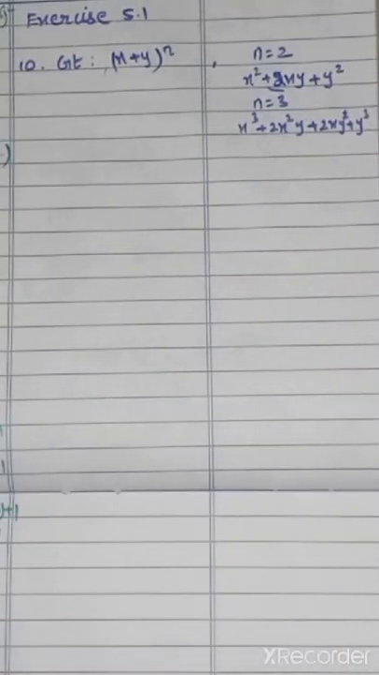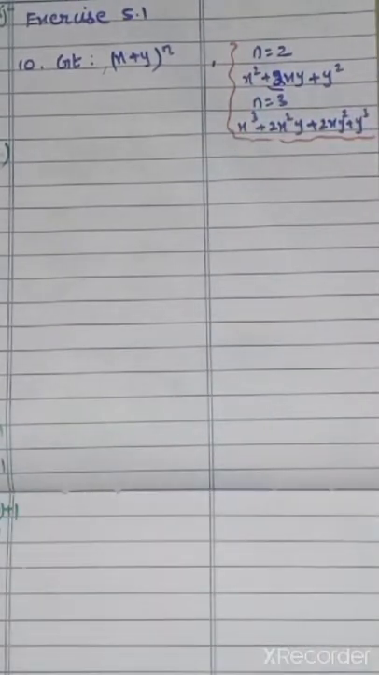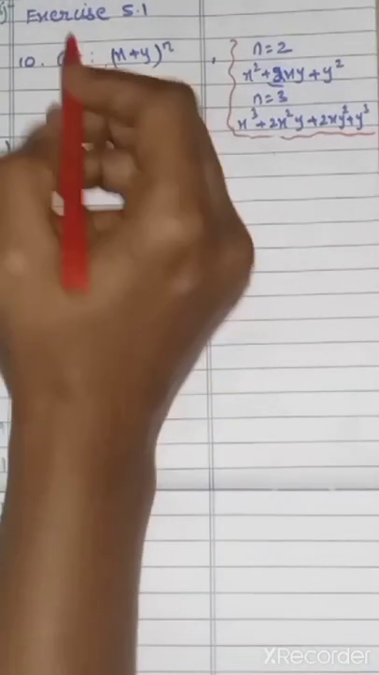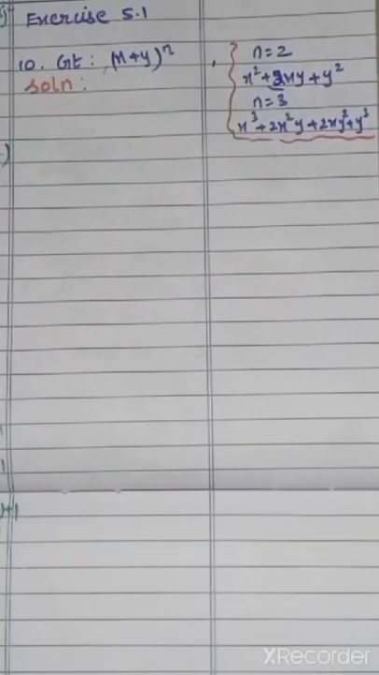Is that right? Since this is 2 and 3, it is easy to find the middle term. But if the power is more than 3, it is difficult to find the middle terms, right? So you can use the binomial formula to find the middle terms. Okay, so what is given here? (x plus y) power n is given.